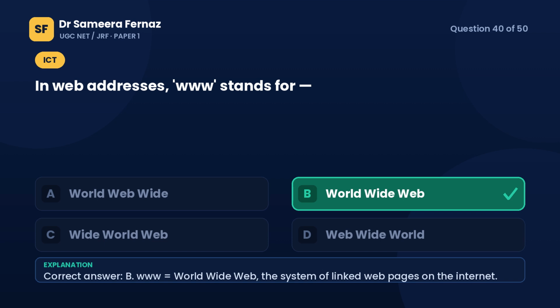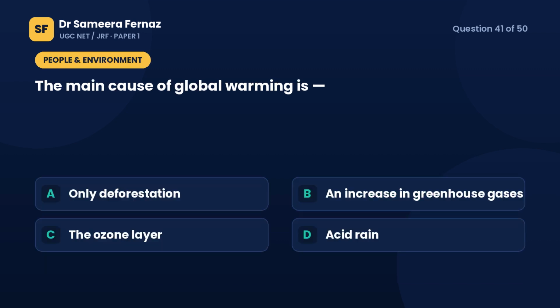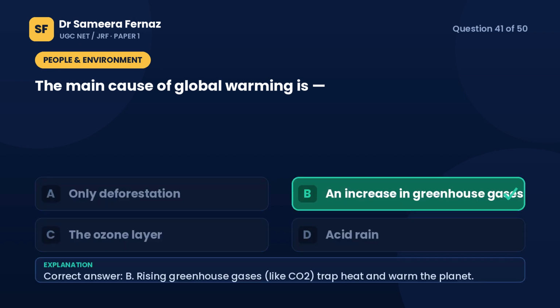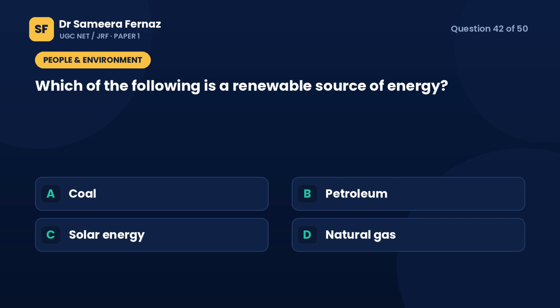Question number 39. ICT. Which of these shows you the output? Keyboard, mouse, monitor or scanner? So the answer is option A, the monitor. The others are input devices. Question number 40. And www, these three letters mean. So the answer is option A, World Wide Web, the web of linked pages on the internet.